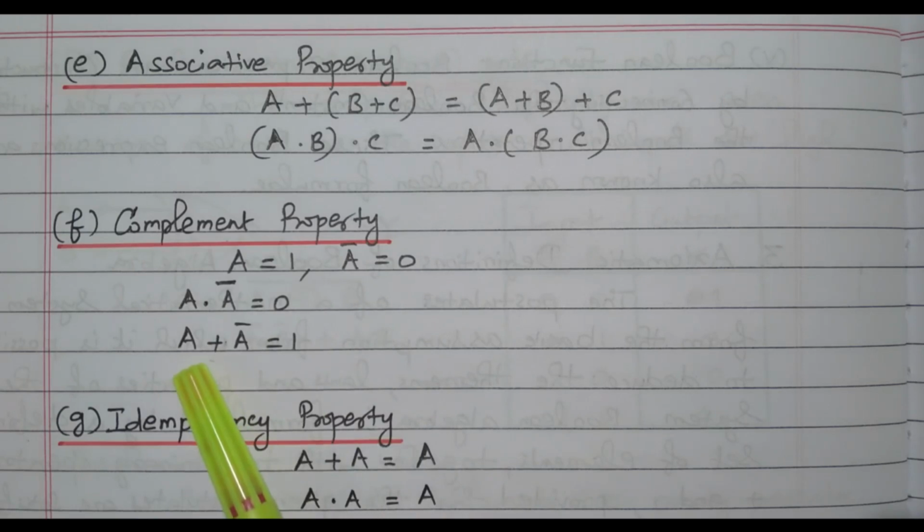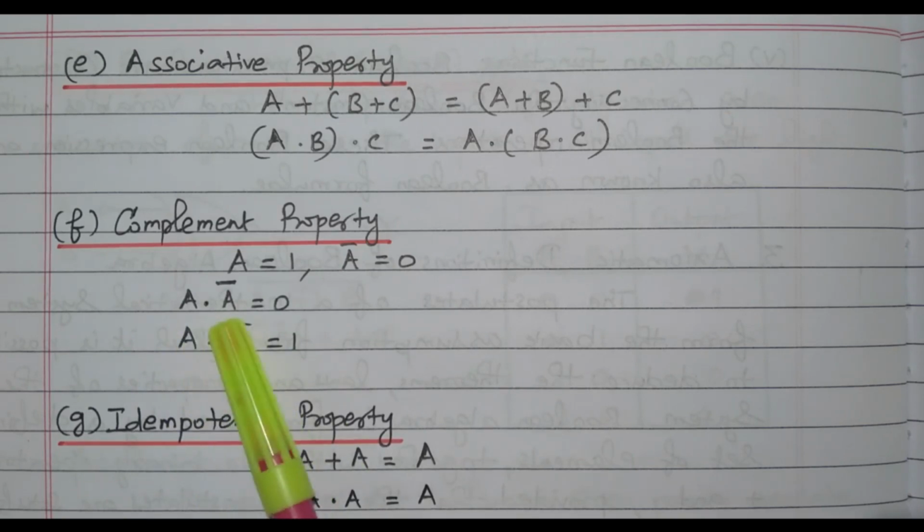Similarly, in case of addition, A plus A bar equal to 1. If A equal to 1, A bar equal to 0. So 1 plus 0 will give 1. Suppose A is 0, then A bar will automatically be 1. So 0 plus 1 again will give 1.